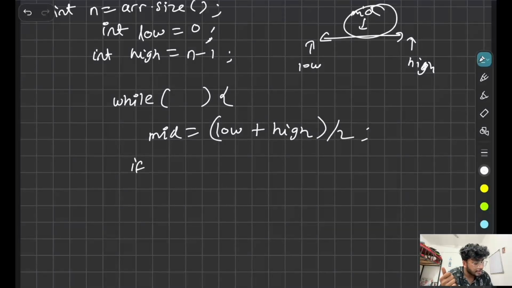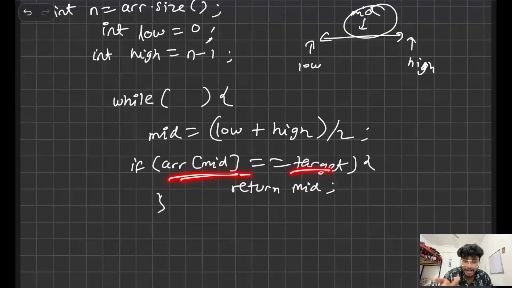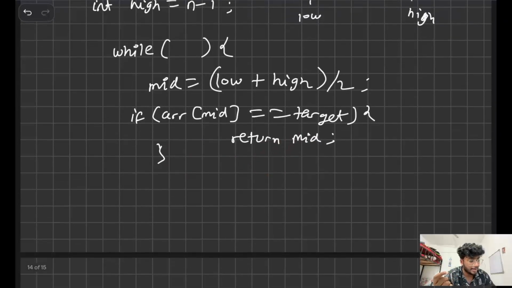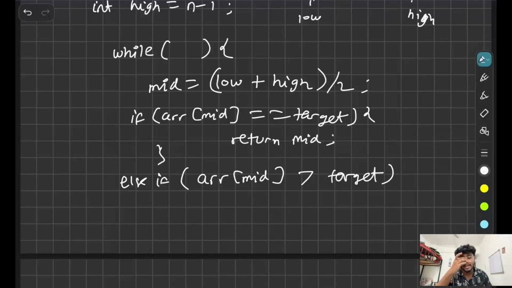And now I'll see if my array of mid is equal to my target. If it's equal to my target, then I can just return mid. I have found the answer. If this holds, this means my array of mid is equal to target, we have found the answer, just return the mid index, right? Now there can be two cases. Either it would be less than target or it would be greater than target. So let's write it like this.